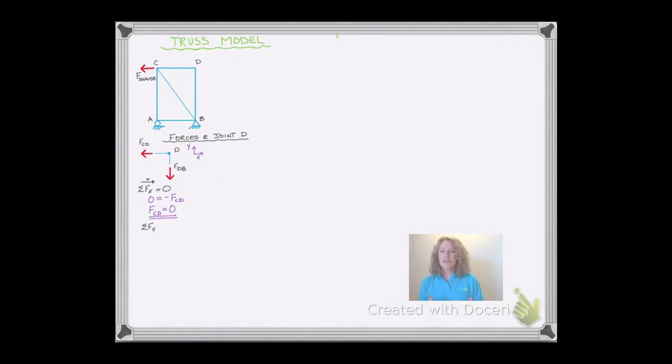Then we can sum forces in the y equal to 0. Vertical can be our positive, vertical up, and we would have 0 equal to negative force DB, or force DB also equal to 0. Now, did that match what your estimates were? Remember, not just the truss has to be in equilibrium, but so does every section or cut that we make. And so if there are no external forces at that cut, then the internal forces must be 0.